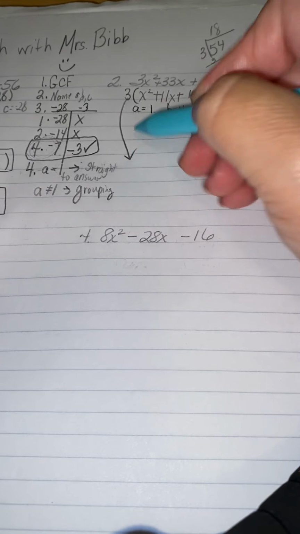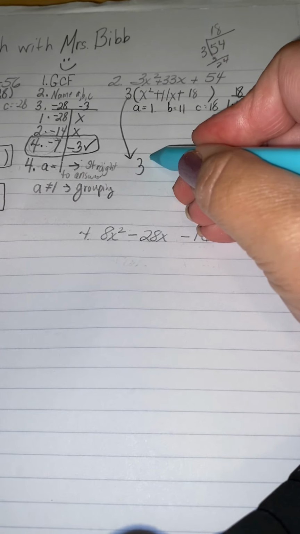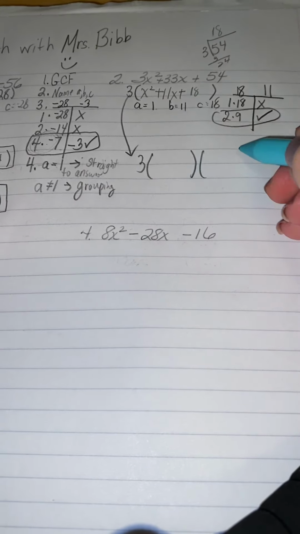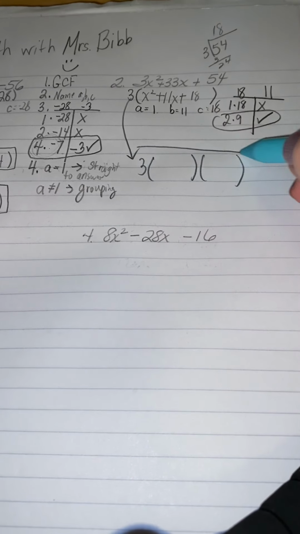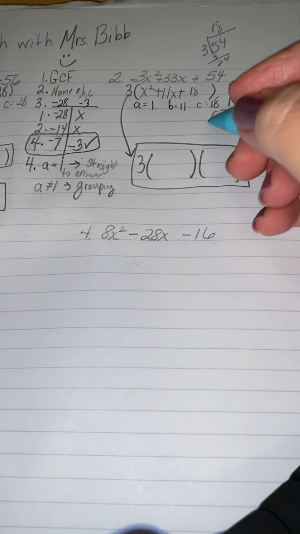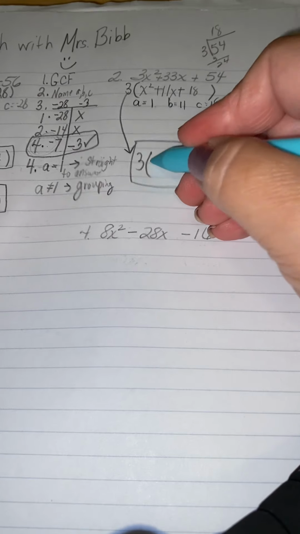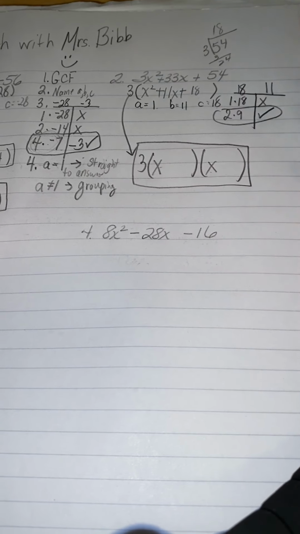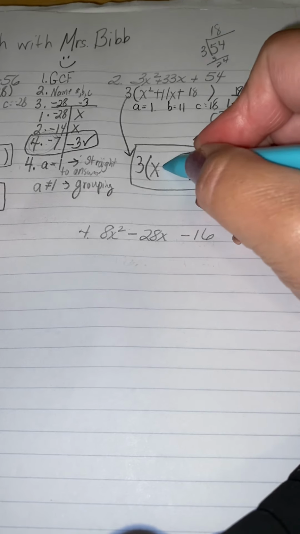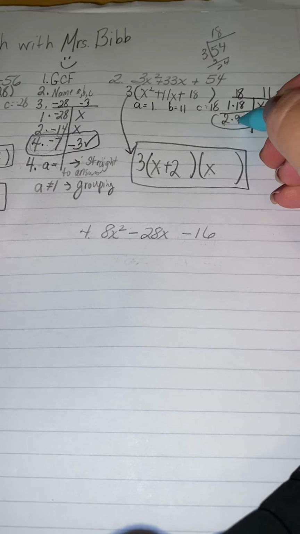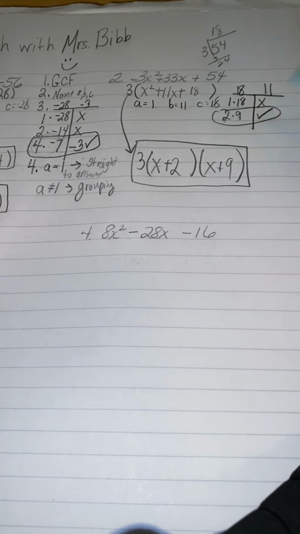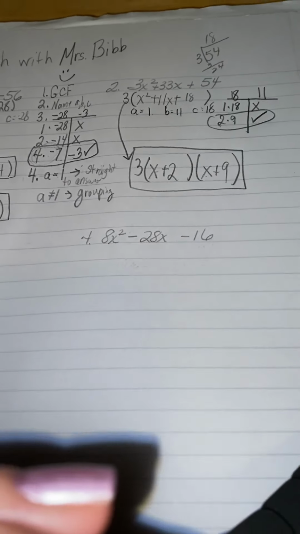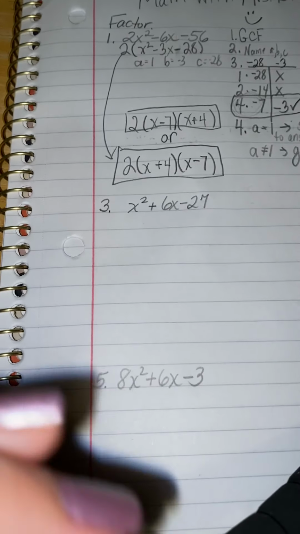Bring down your greatest common factor. A is 1, so I can go ahead and set up these parentheses. Middle variable of x, because x times x is x squared. A positive 2 and a positive 9. That's the answer there. And this is the work that I would expect to see from you.